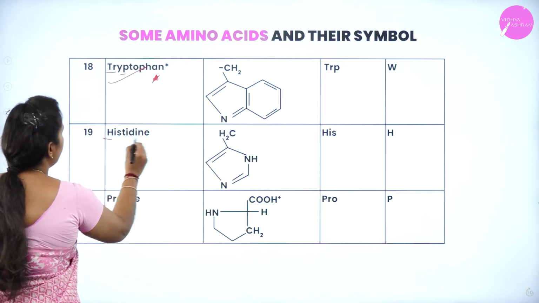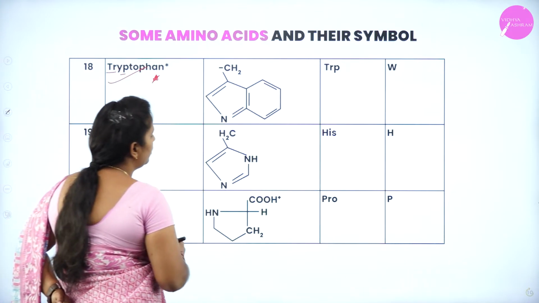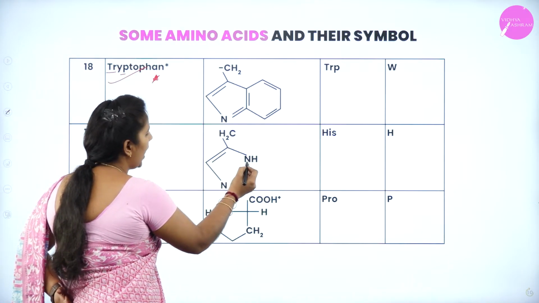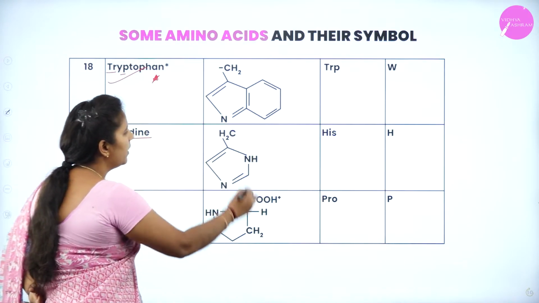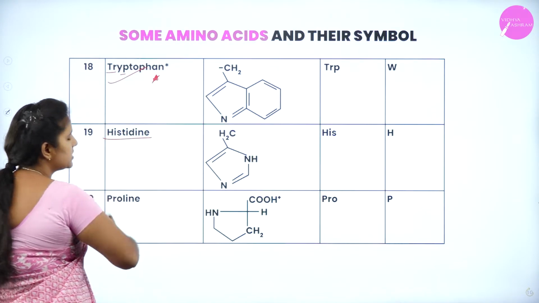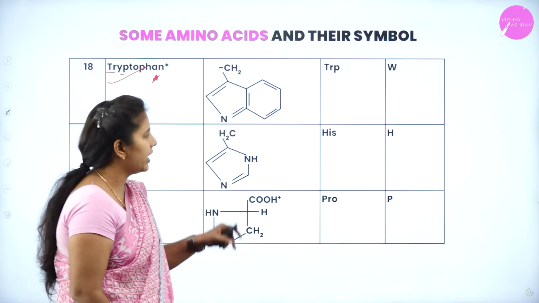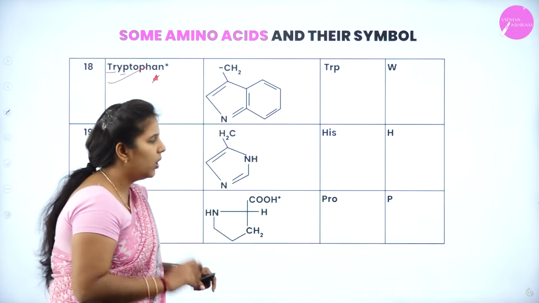Then histidine. The variable group will have a 5-membered ring having NH, N and CH2 as its groups, and for histidine the first 3 letters I have considered, that is HIS, and capital H will be used for the 1-letter code.